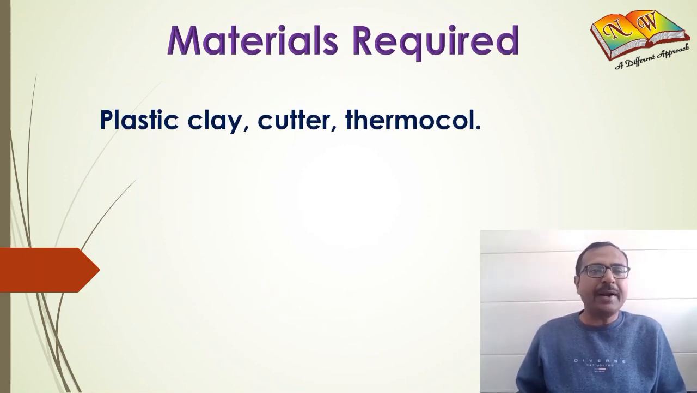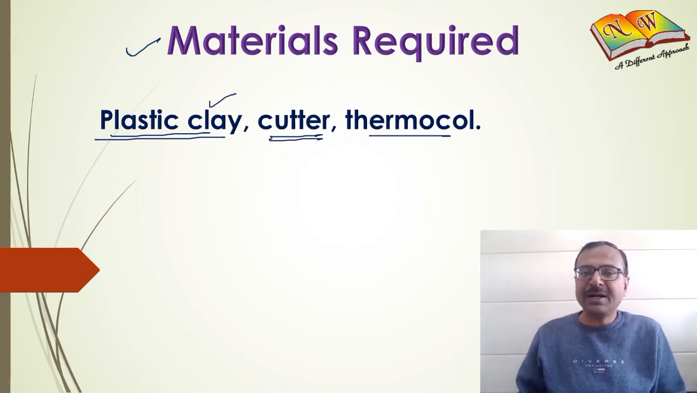The material required for performing this activity is plastic clay, which is readily available in the market, a cutter to cut the plastic clay in a particular shape, and then a little bit of thermocol so that you can place those plastic clay pieces and derive that shape of cuboid. So let's now see how this activity can be done experimentally.